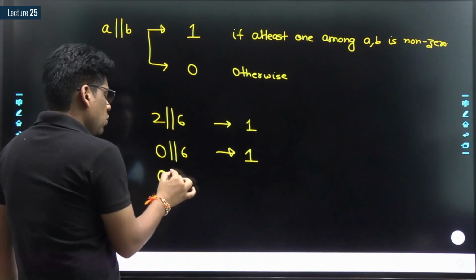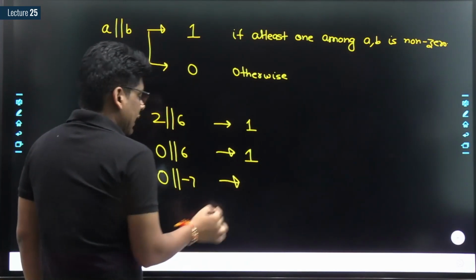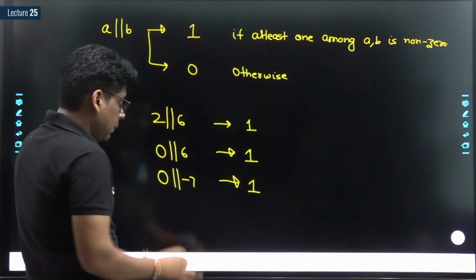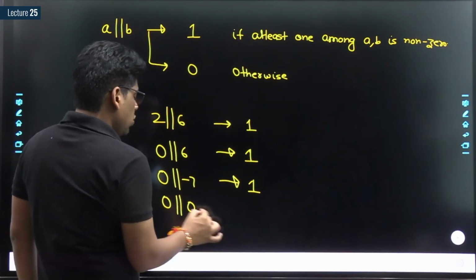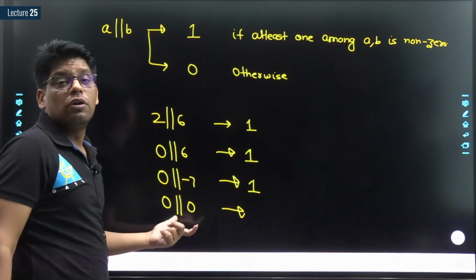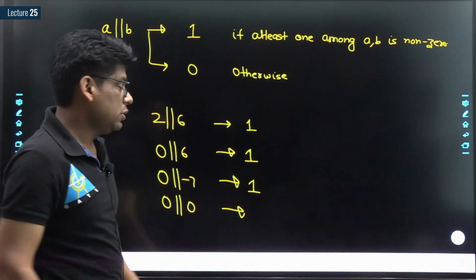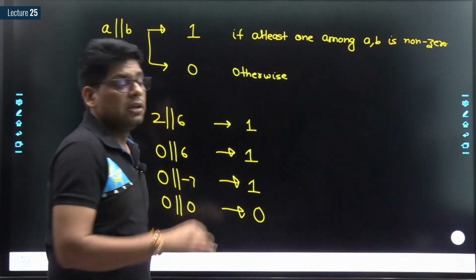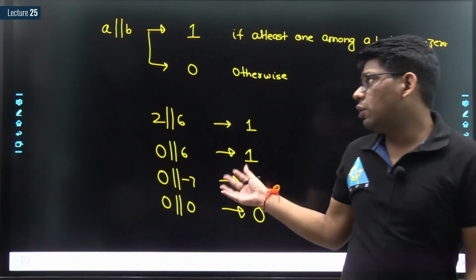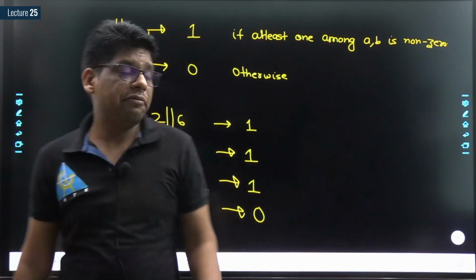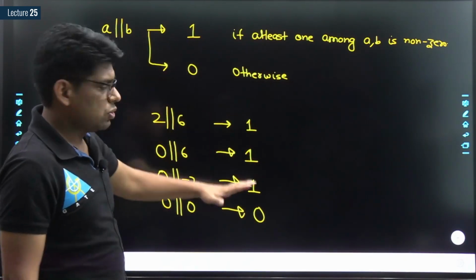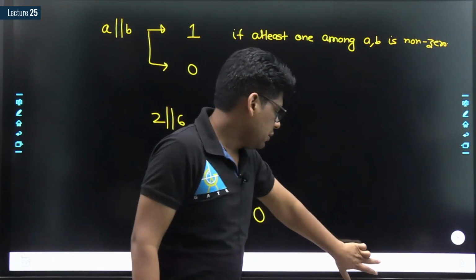0 or minus 7. Again, at least one is non-zero. That's why the result is 1. But if I ask you 0 or 0, both of them are false. None of them is true or non-zero. That's why the output would be 0. Try to understand first. We have covered logical operators and we are discussing here logical AND and logical OR. That is all we know.